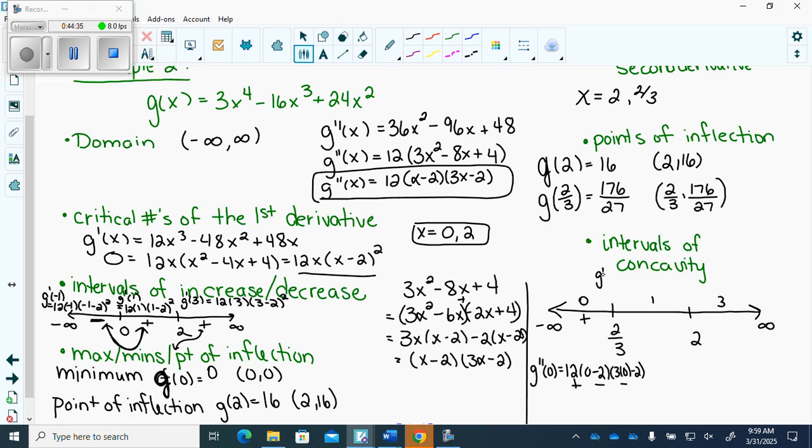Then g double prime of 1, trying to do it where it's spaced. 12, (1 minus 2), and then (3 times 1 minus 2). So I'm going to get a positive, negative, positive. So this one is negative. And then g double prime of 3 equals 12 times (3 minus 2) times (3 times 3 minus 2). So your intervals of concavity, this is concave up, concave down.